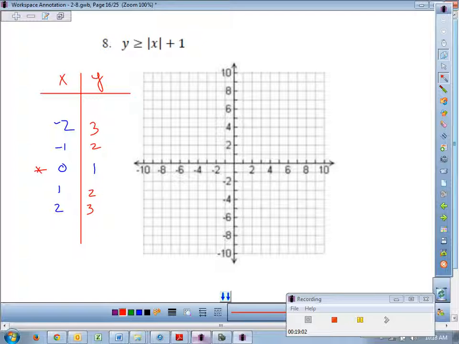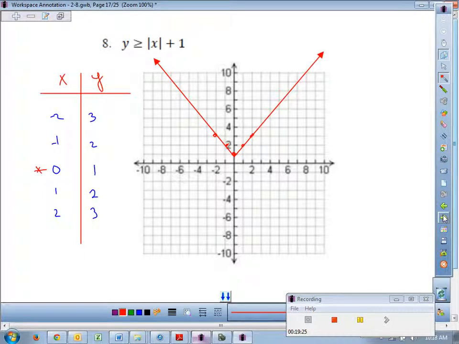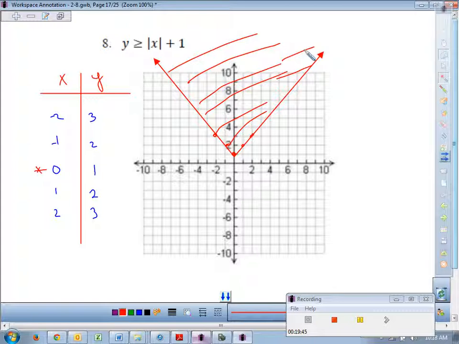Plot them, and then realize if you should use solid or dashed. Remember, you're not always connecting them together with solid lines. Solid or dashed, that's the big mistake on these. Are we down with solid? Yep. Shade above it or below it? Above, meaning inside the V, if you will. Those are where all the solutions are that make this a true inequality.